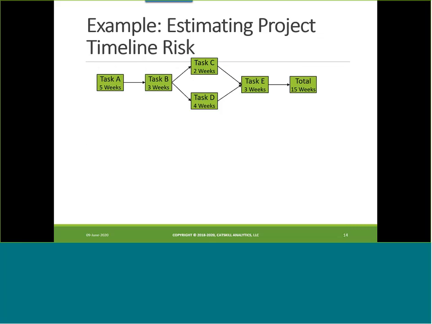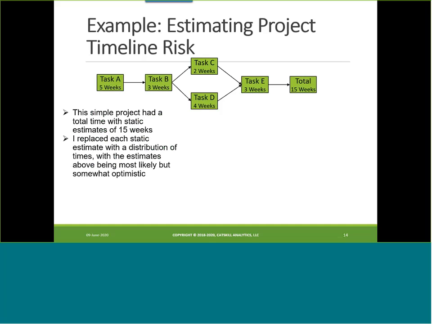Let's look at a very simple project timeline. Here's a project with, what, 5 tasks. And if you look through this and you use the times, you see there's only 2 paths here, right, A, B, C, E, and A, B, D, E. And it turns out since D is twice as long as C, and that's the only place where there's any choice, the critical path here is A, B, D, E, and the total time is 15 weeks.